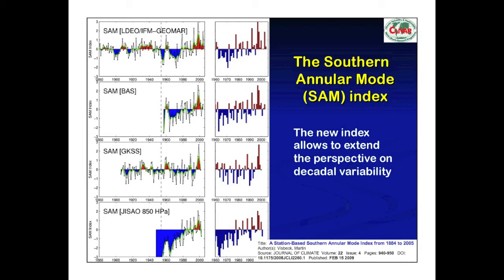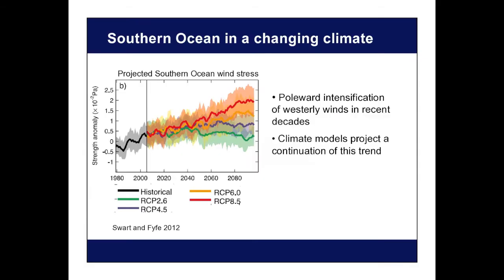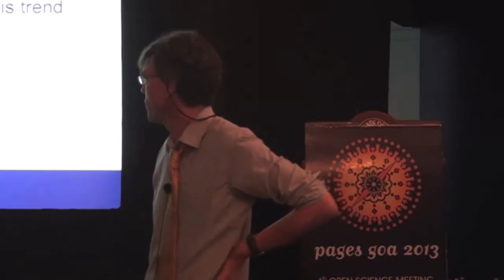So here's a long record, and again, you can look at it and see a bit of a trend. But what that trend does, it strengthens the wind. This is the black line, that's the observed trend of the winds. They get stronger over the last 20 years or so. And here are some climate model forecasts of what this wind might do in the future. So it might go stronger still. We don't really know, but it's one of the best guesses.